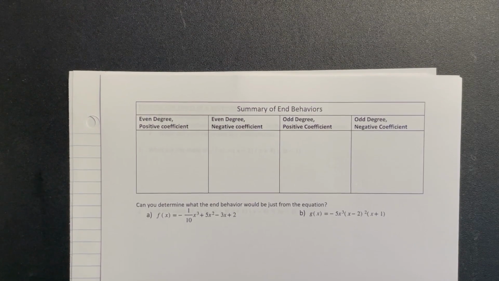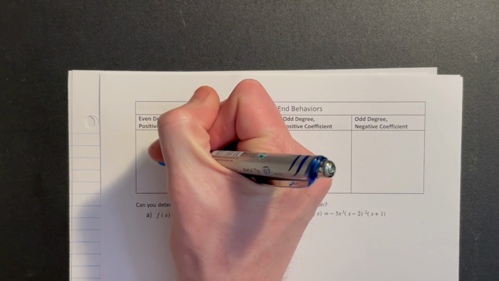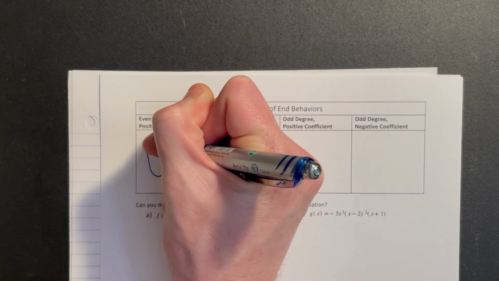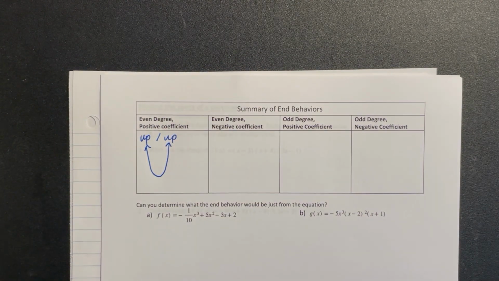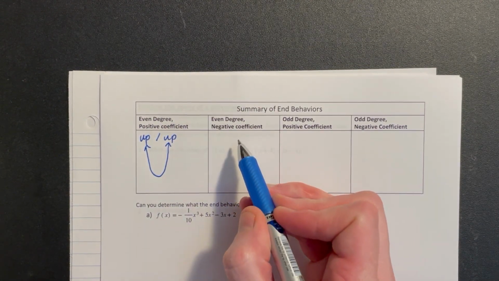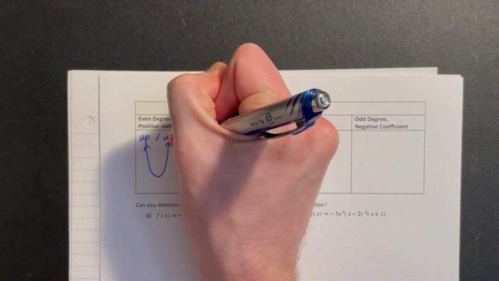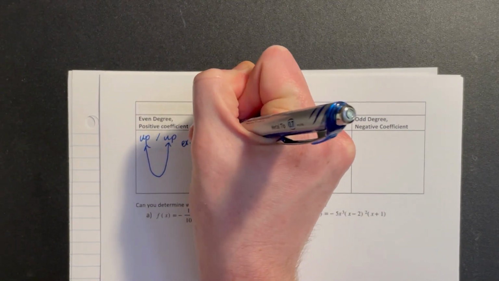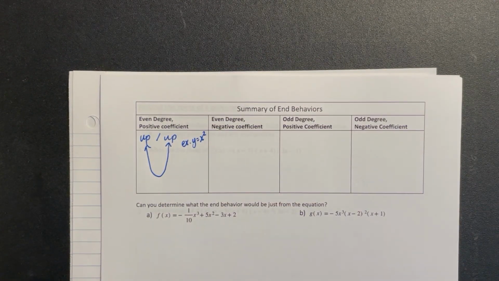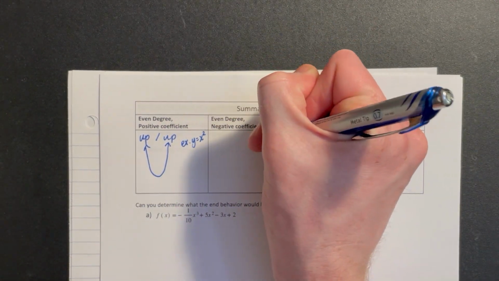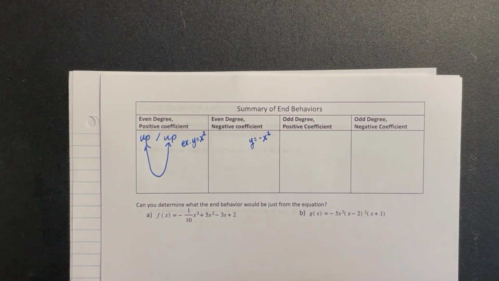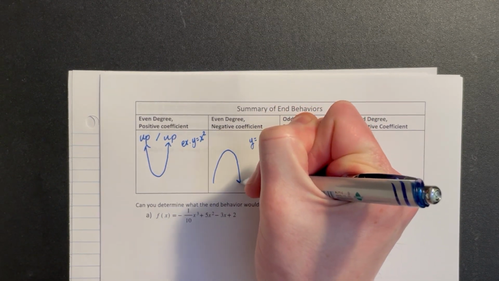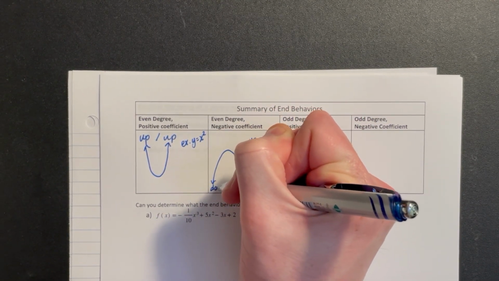If we summarize some of these behaviors, we can have an even degree with a positive coefficient, something like a quadratic. This is going up on the left, up on the right. Once we make that a negative coefficient, think about, here's an example of just y equals x squared. That was a positive coefficient. But if I do a negative, that reflects it over the x-axis. So now this is going to flip it down, and we would have a down-down behavior.